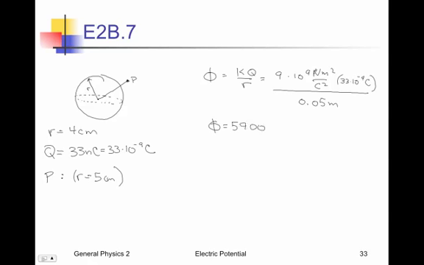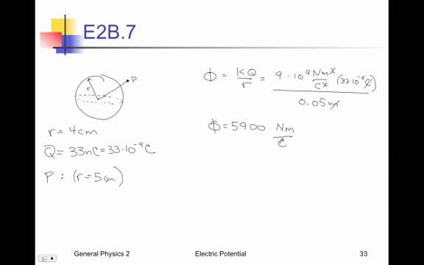We have newtons meters squared over coulomb squared. All right, so my coulomb here cancels with one of these. One of my meters here cancels with meters. So I'm left with newtons times meters divided by coulomb.